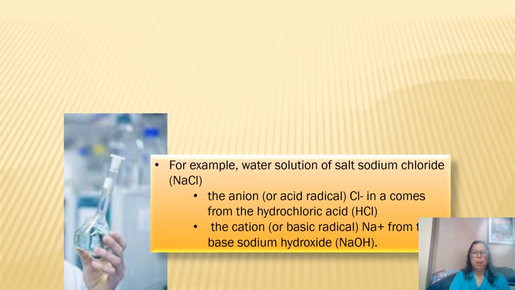So, for example, a water solution of salt, sodium chloride. The anion or the acid radical is chlorine coming from the hydrochloric acid. So from here, you could already test for the presence of a chloride ion. And also likewise, from the analysis of sodium chloride, you could also test for the presence of sodium. So it depends upon what is the unknown that you want to determine.